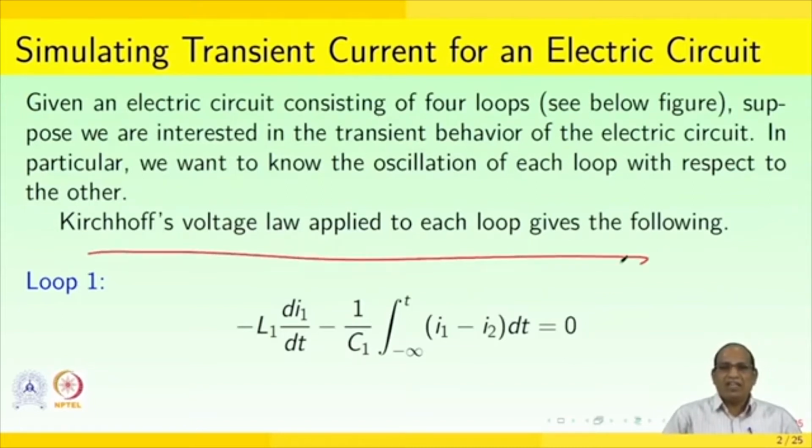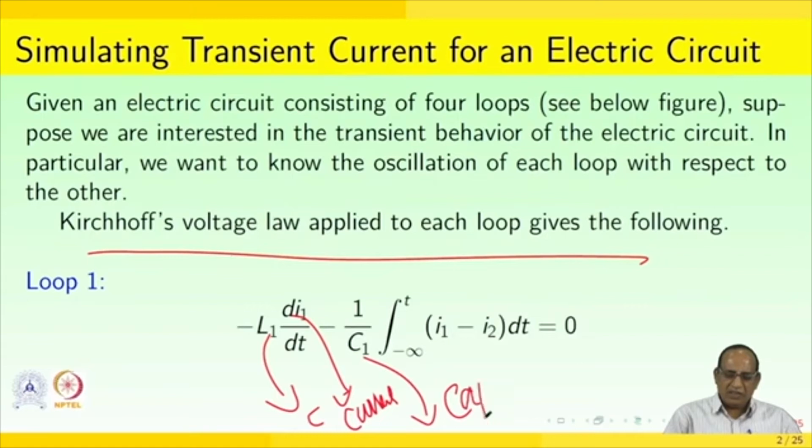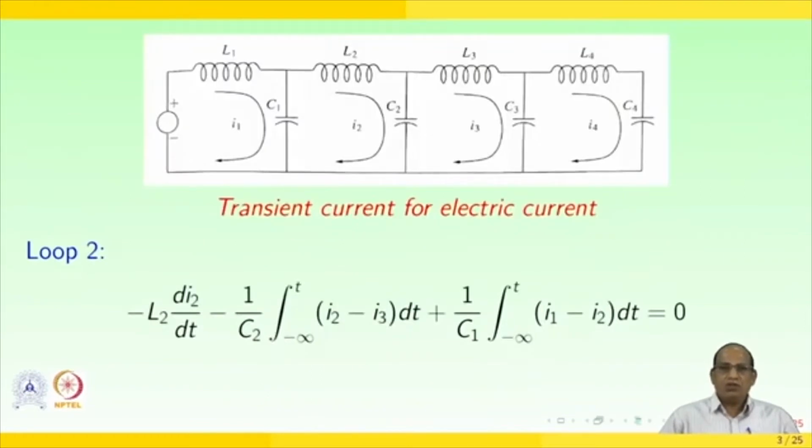the so-called Kirchhoff's voltage law. L is the inductor, I is the current, C is the capacitance, and t is the time variable. So, you will have the transient current for an electrical circuit.